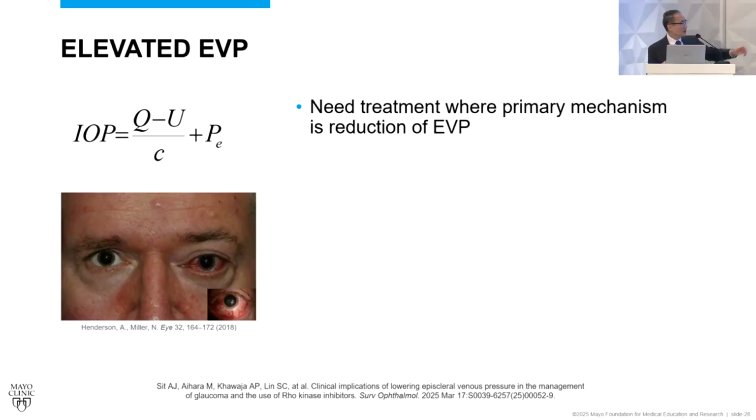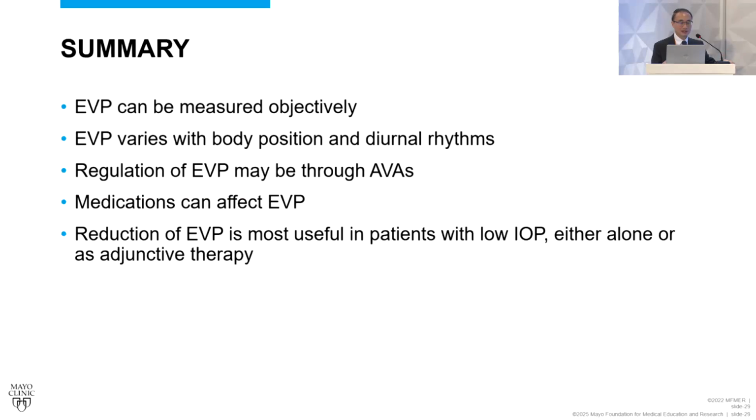So if you have a patient like this who has severely dilated episcleral vessels from a carotid cavernous fistula, you're going to want to treat the underlying mechanism first, obviously. But after that's been done and you want to try to reduce episcleral venous pressure, then that is a reasonable target. Once we have medications that will target EVP as its primary mechanism.